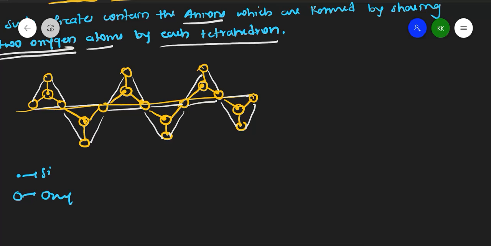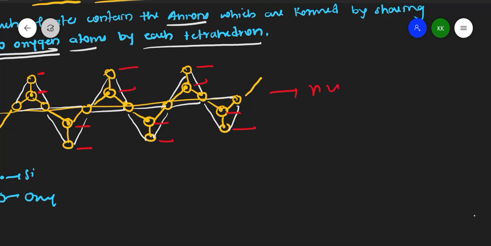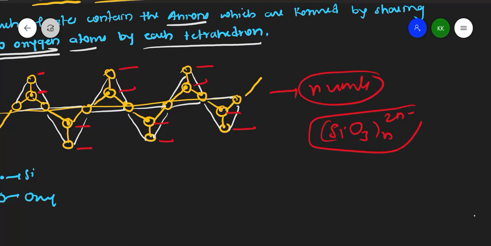Negative charge you can place here. This oxygen is negative, this oxygen is negative. This oxygen is bonded to silicon, and this oxygen is bonded to silicon, so we won't give a negative charge because it has two bonds. The other oxygens here also have negative charges. Like this, there will be n units. The formula is like cyclic silicates, (SiO3)n to the 2n minus. So this is the formula for chain silicates also, same as cyclic silicates.